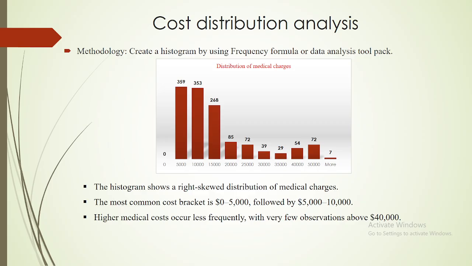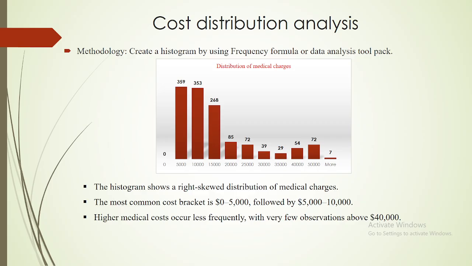But here we observed it's a right-skewed distribution because the graph is slightly skewed at the right, so we could clearly see from here. So the histogram shows the right-skewed distribution of the medical charges.